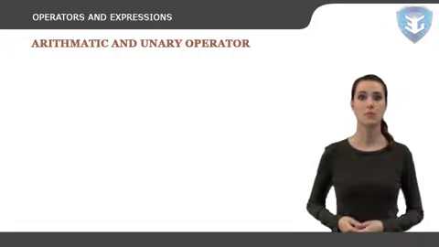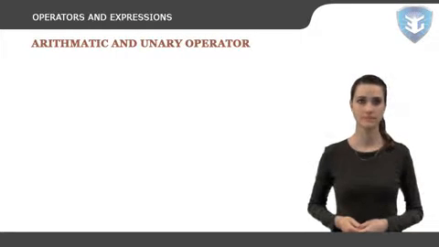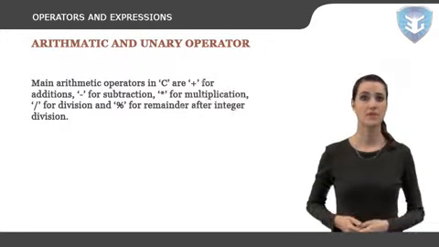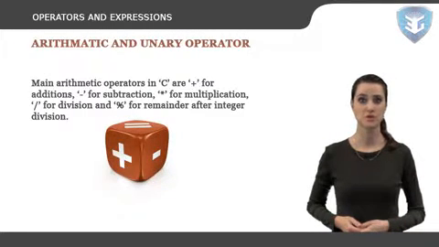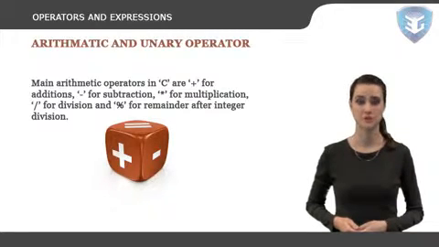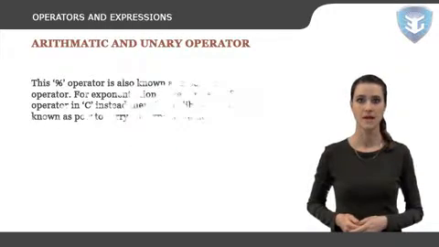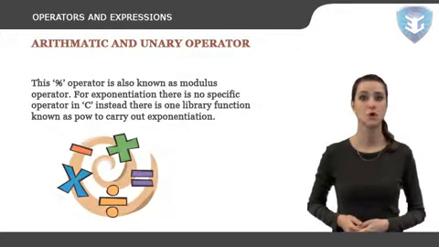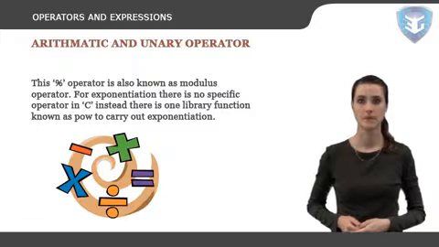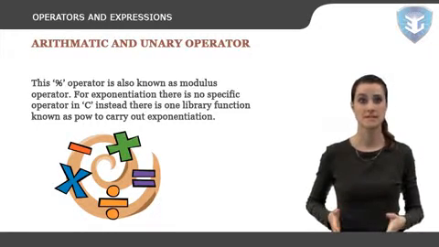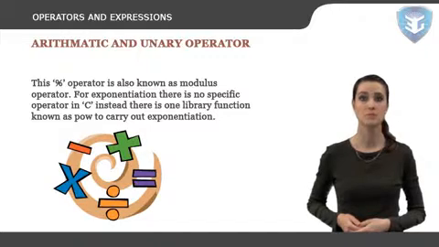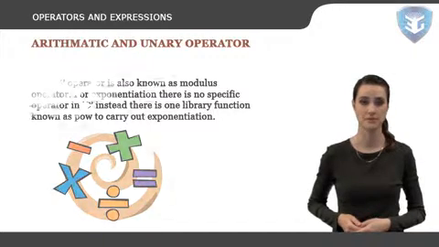Let's now talk about arithmetic and unary operator. There are some main arithmetic operators in C. They are plus for additions, minus for subtraction, multiply for multiplication, divide for division, and percent for remainder of integer division. This percent operator is also known as modulus operator. For exponentiation, there is no specific operator in C. Instead, there is one library function known as power to carry out exponentiation.